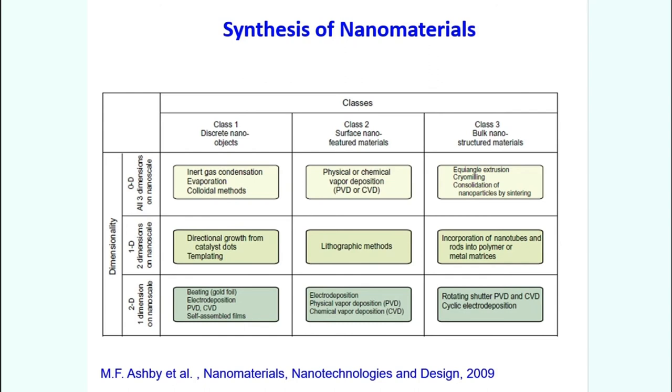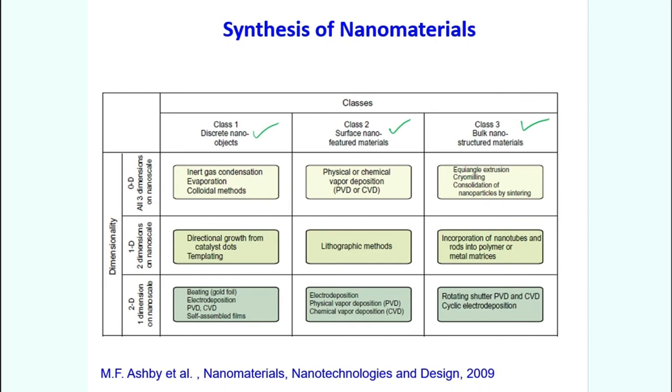Well, that itself is a big subject, okay? Obviously, I cannot talk so much, but I'll be able to give you perspectives to that so that you can understand. Synthesis of nanomaterial is a big subject. And in the book of Michael Ashby and others, a lot of things have been written here, okay? So you can produce 1D, 0D, and 2D nanomaterials by different techniques, like discrete nano objects can be produced, or you can produce surface nano features, or you can produce bulk, okay, by different routes. So for discrete nanoparticle, you can use gas condensations, colloidal methods, or even you can do templating.